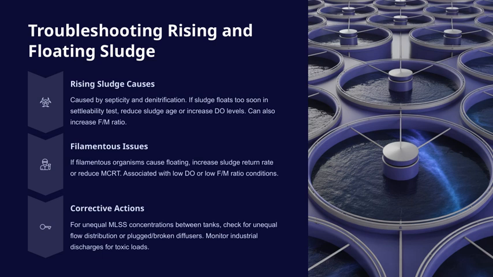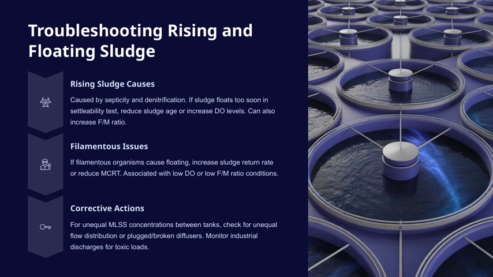Now, moving on to filamentous issues. These are a common culprit when you see floating sludge caused by filamentous organisms. To address this, you might want to increase the sludge return rate or reduce the mean cell residence time, known as MCRT. These filamentous organisms tend to thrive under low oxygen conditions or when the FM ratio is too low, so controlling those factors is key.